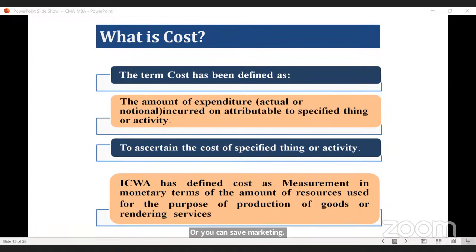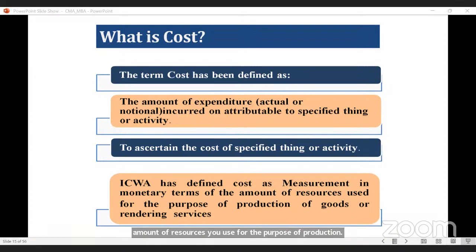But the ICWA, now known as the ICAI, the Institute of Cost Accountants of India, earlier the Institute of Cost and Works Accountants of India, has defined cost as measurement in monetary terms of the amount of resources used for the purpose of production of goods or rendering services. Measurement in monetary terms. Whenever we are measuring, we must measure in monetary terms. No other dimensions of measurement. Please remember, we have to measure in terms of money.